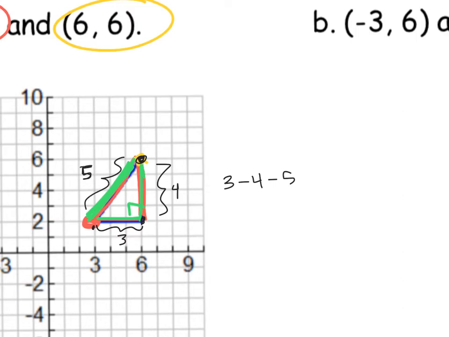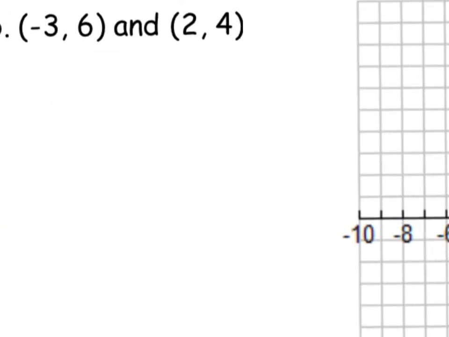So the reason this is so important is because you cannot count along the coordinate plane sideways. You can only count vertically and horizontally. So our goal is always going to be to find a vertical and horizontal distance that will allow us to use the Pythagorean theorem. Let's check out one more example before we move on to the formula.